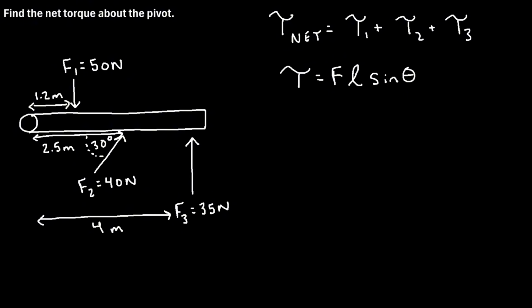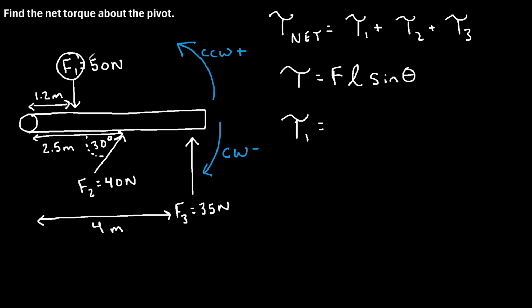Now, it's also worth noting that if a force is pushing in a counterclockwise direction, so this direction right here, in physics we typically say that's a positive torque. And if it's pushing in a clockwise direction, so in this direction, we call that a negative torque. So we need to keep that in mind. So let's go ahead and calculate all 3 of these individual torques, and then we'll be able to calculate the net torque.